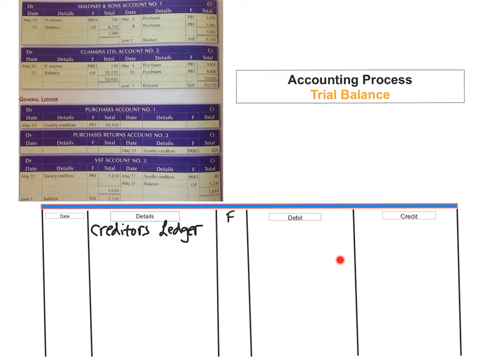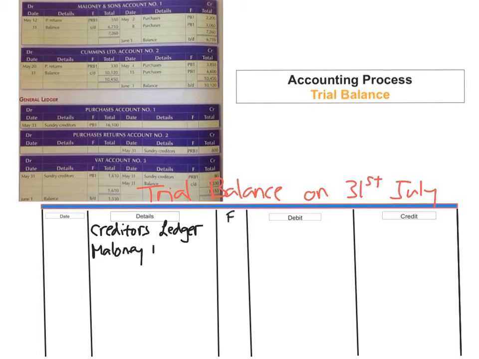Okay, so this is our trial balance. We just have to put our title in now. So we'll call it trial balance on the 31st of July. And the first thing we're going to put in is the creditors ledger. The first one is Maloney and Sons, so I'll write Maloney and Sons.